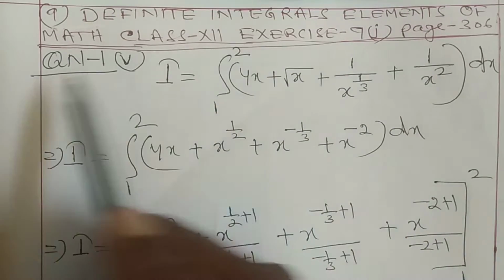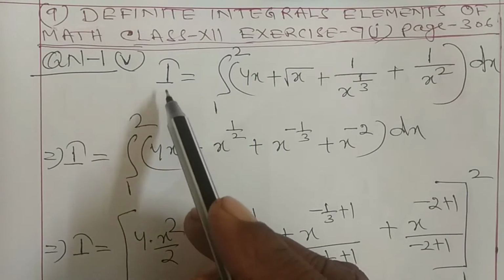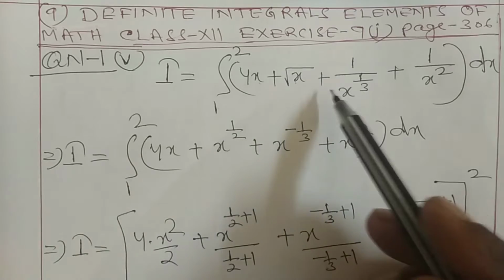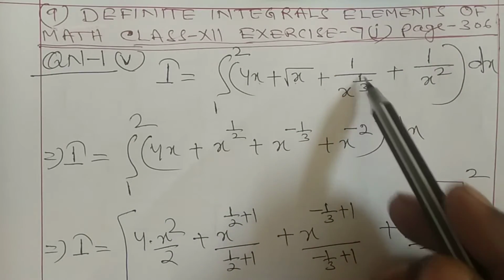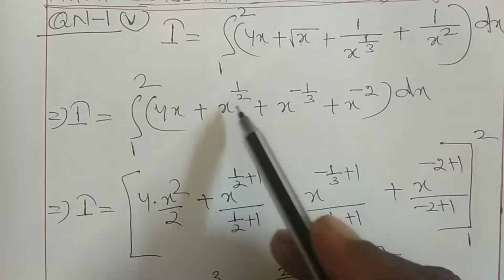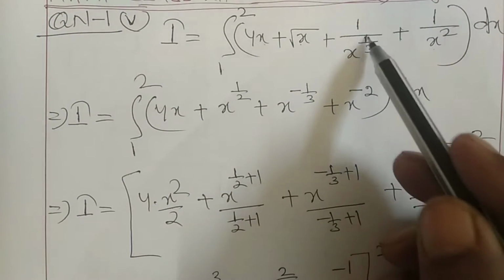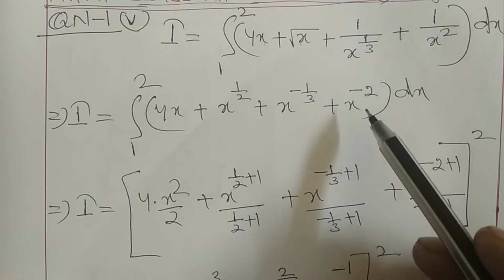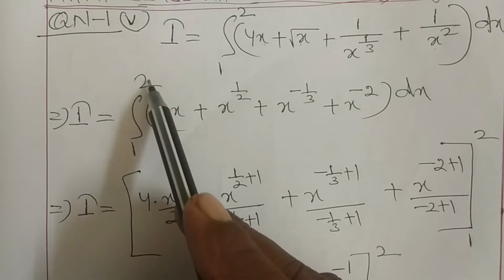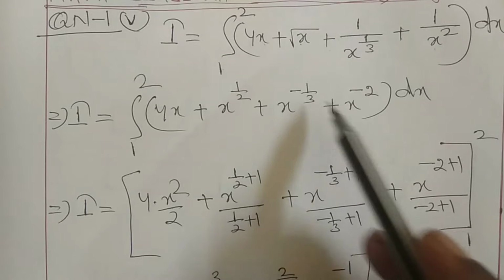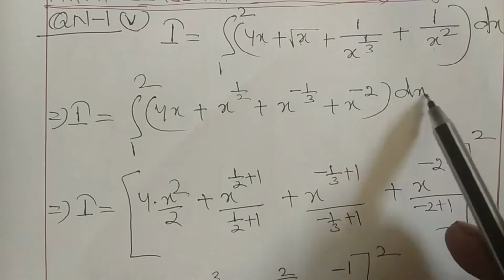In this video, we will discuss exercise 9J, question number 1B. Let I equal the integral from 1 to 2 of (4x + √x + 1/x^(1/3) + 1/x²) dx. Here √x is x^(1/2), 1/x^(1/3) is x^(-1/3), and 1/x² is x^(-2). So I equals the integral from 1 to 2 of (4x + x^(1/2) + x^(-1/3) + x^(-2)) dx.